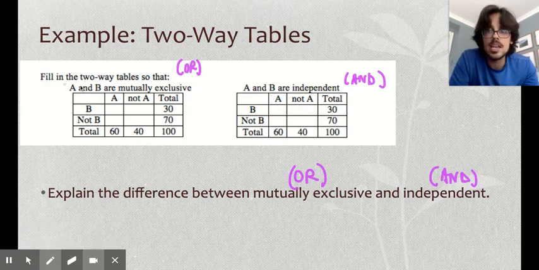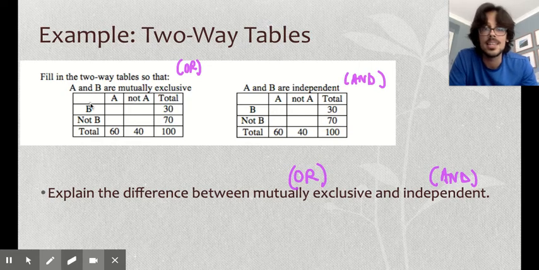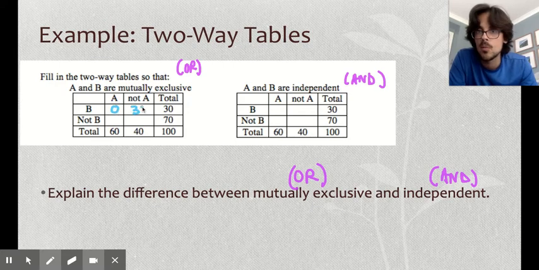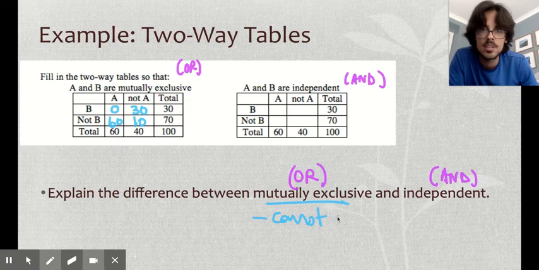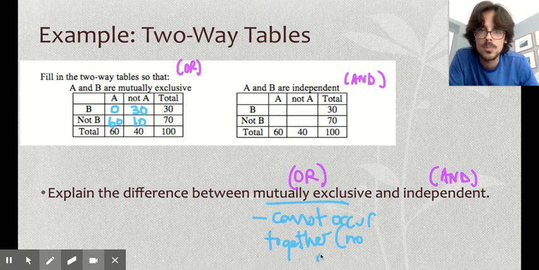If 2 events A and B are mutually exclusive, it means they can't occur together, which means that A and B up here is a 0. And then the rest of the boxes are pretty easy. You can just use basic math to figure out what's going on right there. That's the only possibility there, that they cannot occur together. That's what mutually exclusive means. So mutually exclusive means they cannot occur together, which is no overlap.